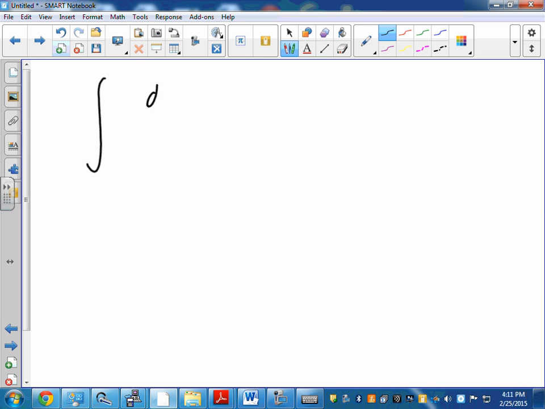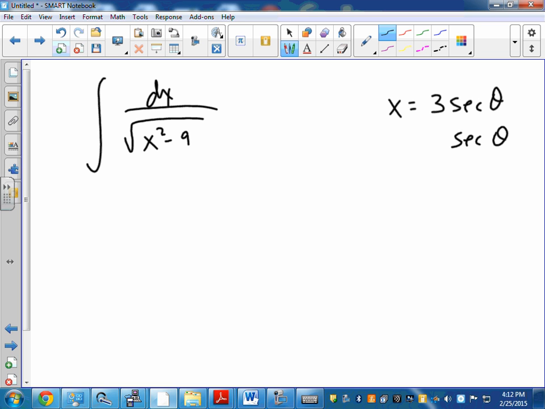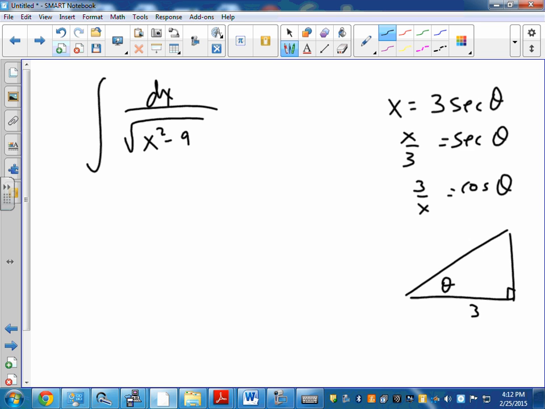So we have this integral of dx over the square root of x squared minus 9. You go, oh, there's my u squared minus a squared. I want to say for this problem, x is going to be 3 times the secant of theta, or if you want, the secant of theta is x over 3, or the cosine of theta is 3 over x. And here's my picture. There's the theta. The cosine is adjacent over hypotenuse, and this now is going to be the radical, right? So x squared minus 9.